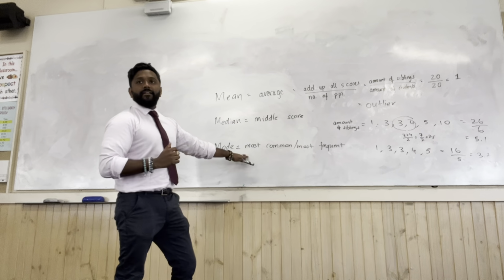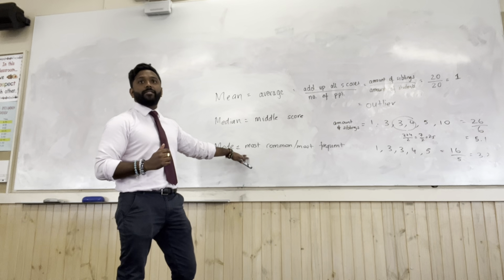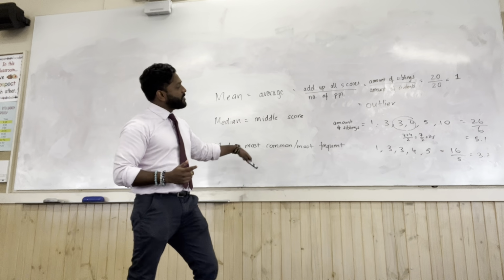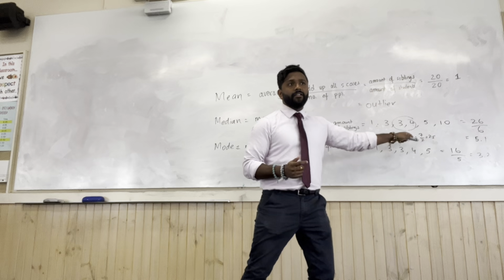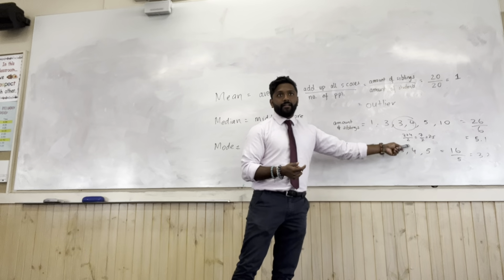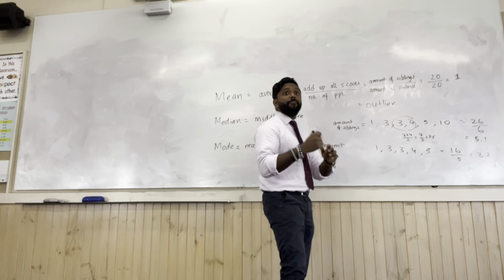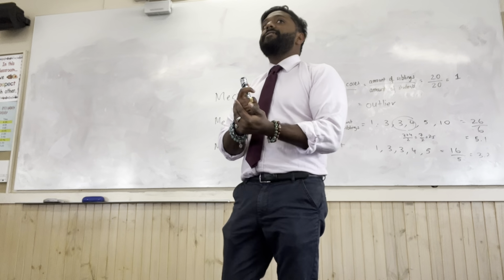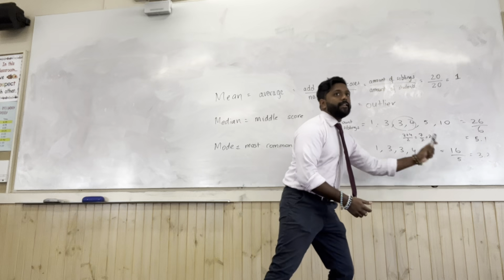The mode is talking about the most common. Okay? So which is the most common? 3. So the amount of siblings is going to be 3. Okay? 3 siblings is the most frequent amount of siblings in this set of data.